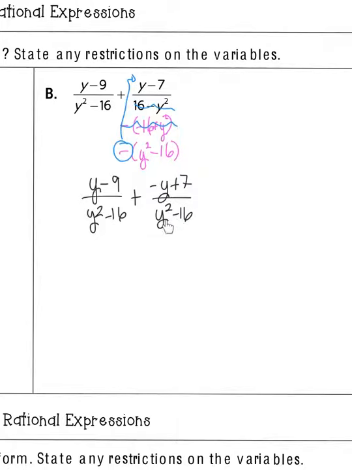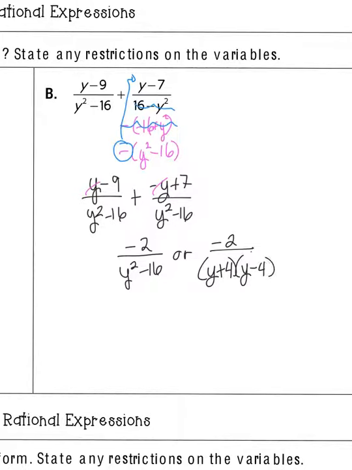So now that I have the same denominator, I can combine the numerator into one fraction. The y and the negative y are going to cancel each other out. And then a negative 9 and a positive 7 gives me a negative 2 all over y squared minus 16. Now usually I would tell you to factor this in case it can cancel with this, but I know that this is not going to factor into something that cancels with this. So your answer can be this or the factored form, negative 2 over y plus 4, y minus 4.